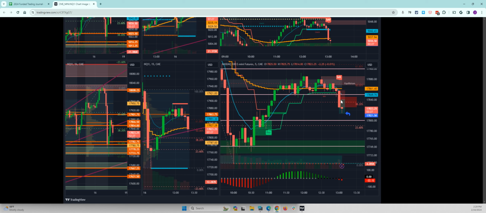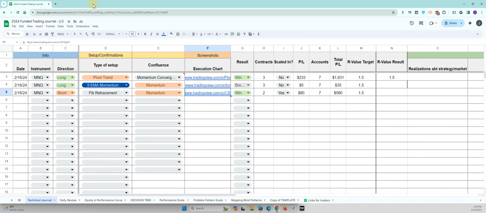Yeah, technically I meant to enter right at the break here, but it moved really fast, and then as I went short here, it was still a good trade, even though I could have gotten in sooner. I'm still happy about it. Okay.